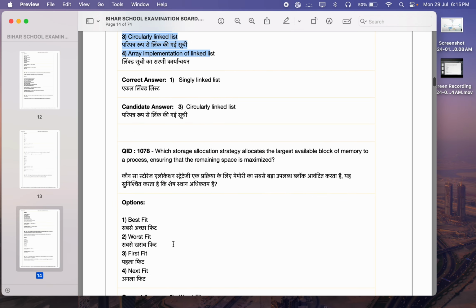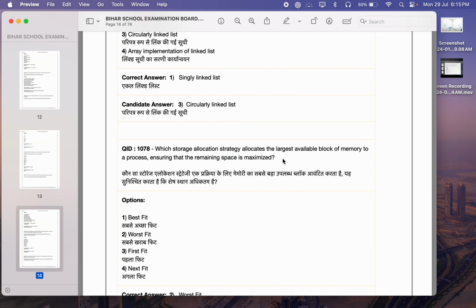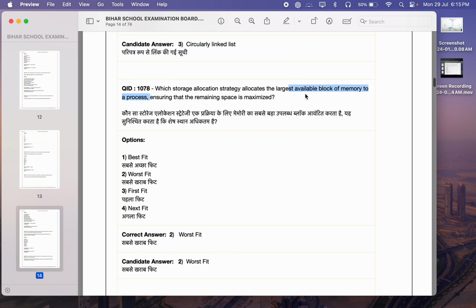Which storage allocation strategy allocates the largest available block of memory to a process, ensuring the remaining space is maximized? It is asking which allocates the largest available block of memory to a process. So it's not actually asking for best fit. If you get a process that needs like 1 KB of space, but you are actually providing it like 10 MB, 10,000 KB of space, that is worst fit, right?